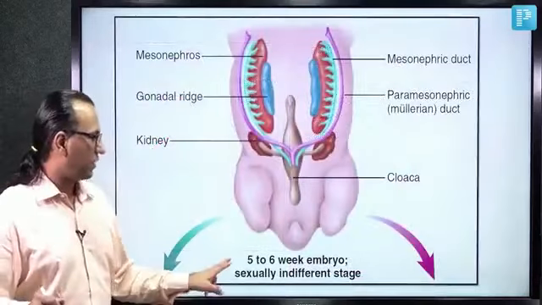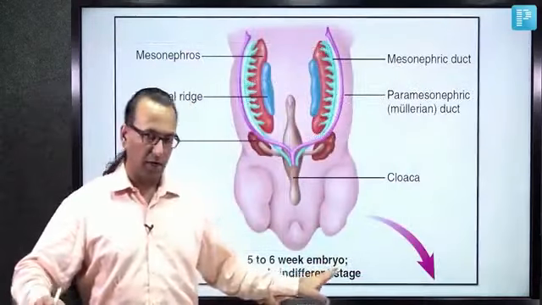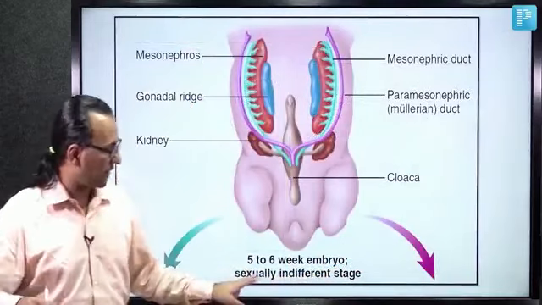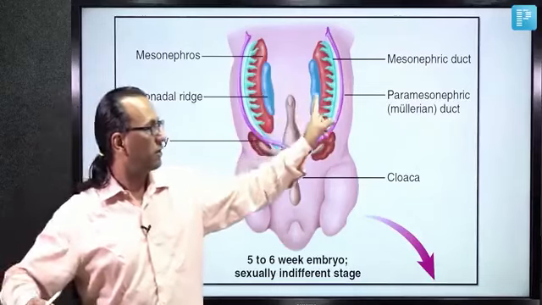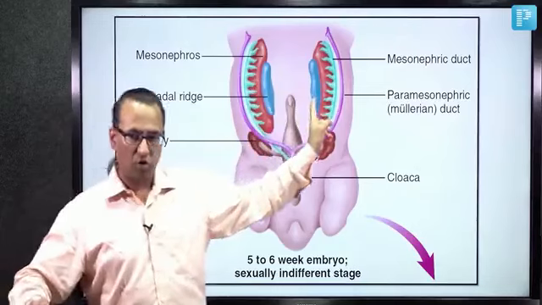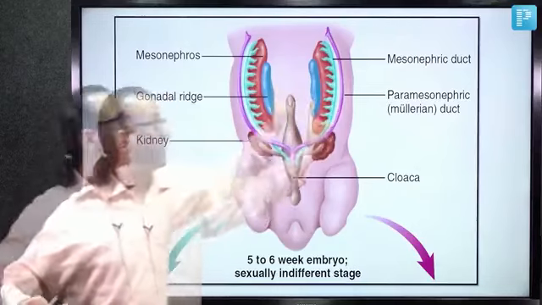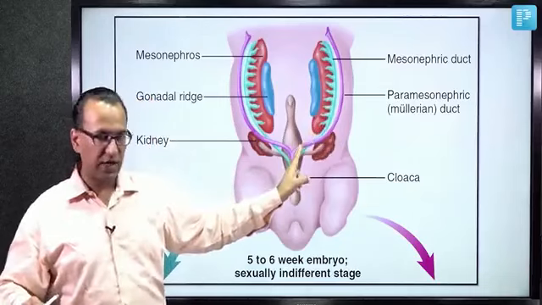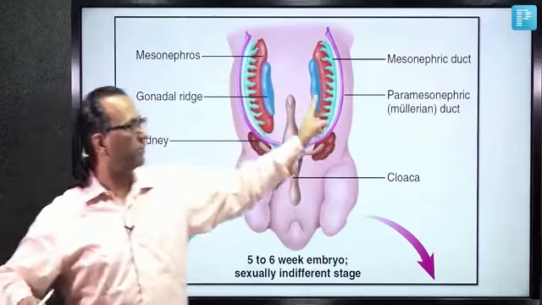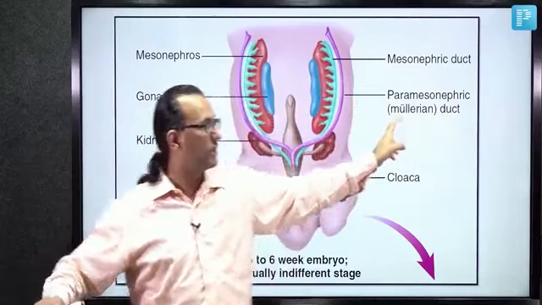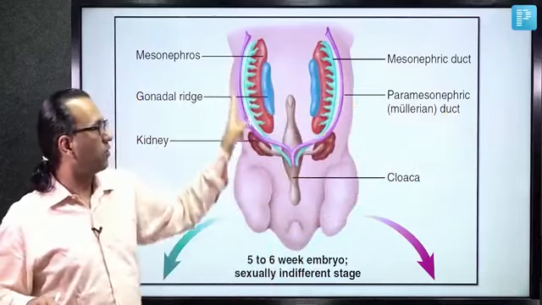Now, as we said that in week 5 to 6, it is an indeterminate embryo, and the sex determination is not possible. What we have got is the genital ridge, which might become a testis or ovary depending upon the presence or absence of the Y chromosome there. And then we have the mesonephric duct here, which is one on each side, and also on the side of that we have the para-mesonephric duct, the other name of the Mullerian duct. Actually, the Mullerian ducts are two on right and left side.